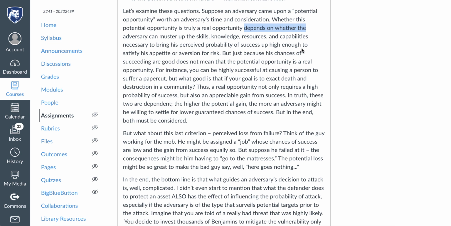But just because his chances of succeeding are good does not mean that the potential opportunity is a real opportunity. For instance, you can be highly successful at causing a person to suffer a paper cut, but what good is that if your goal is to exact death and destruction in a community? Thus, a real opportunity not only requires a high probability of success, but also an appreciable gain from success, right?